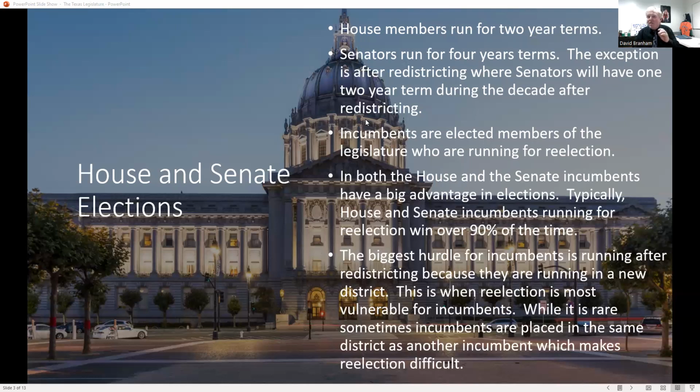And while it's rare, sometimes incumbents are placed in the same district as another incumbent. And that's really a nightmare. It happens though, and a lot of times it happens out of punishment. For instance, Veronica Gonzalez, which you'll read about in my article on District 41, after she won her House seat, was redistricted into a district with another House member, and she just retired. She understood she couldn't win that district. So despite the fact that she had pulled off an incredible upset and won her House seat, it didn't last long.